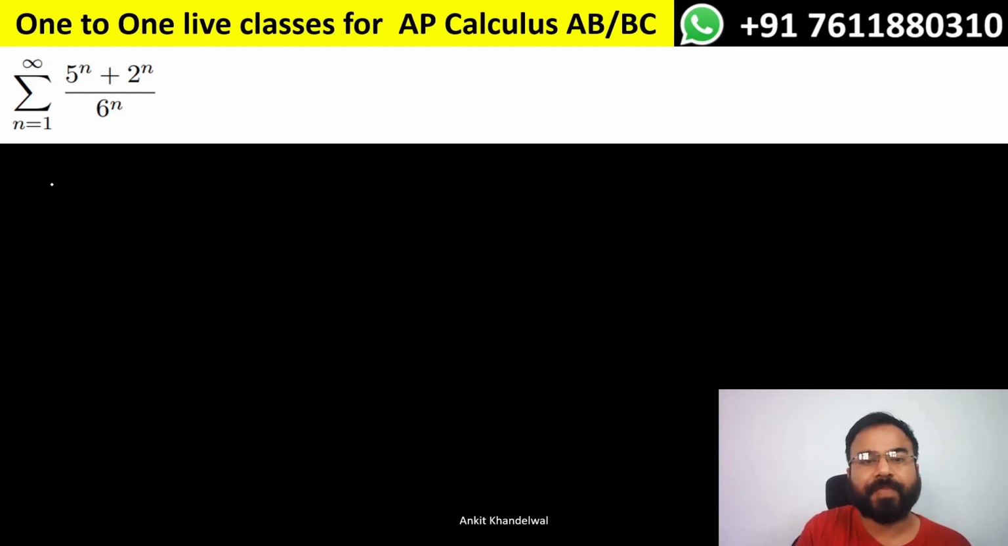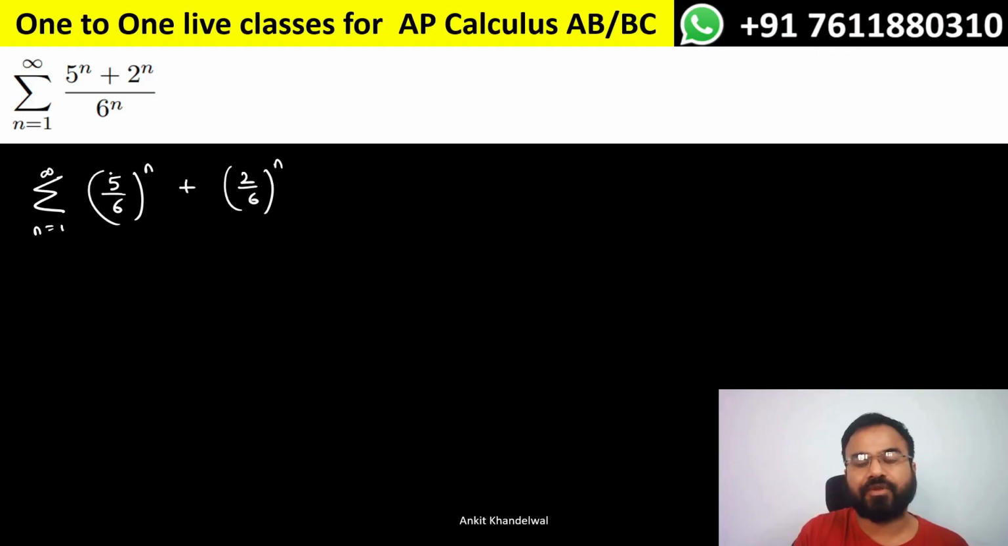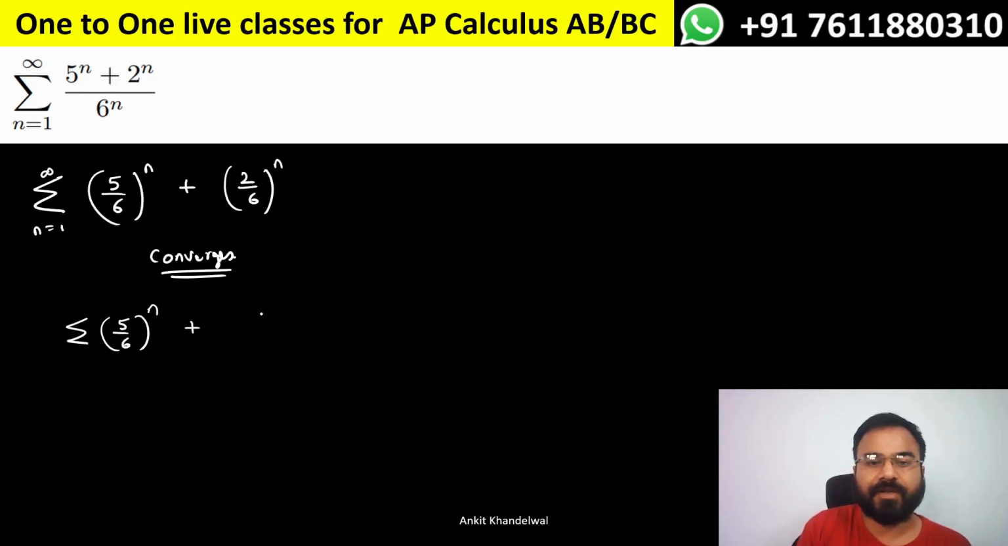Let's see the next one also. Here we can say 6 power n can be distributed in both of them. So it is 5 by 6 whole power of n and 2 by 6 whole power of n. In this case you can see that both common ratios are less than 1. So finally we can say both of them converge. So the sum will be converging. Now we can find the sum also. So it is sigma 5 by 6 power n and sigma 2 by 6 power n, n goes from 1 to infinity.